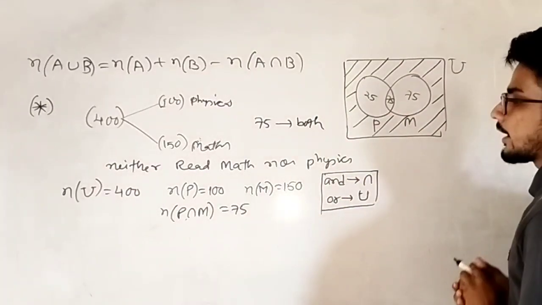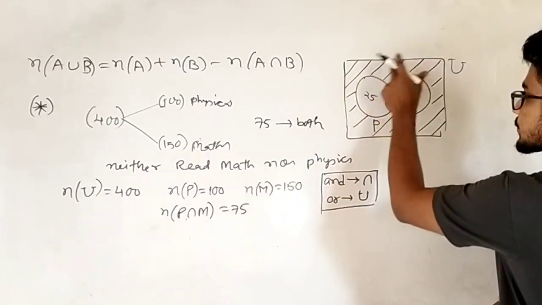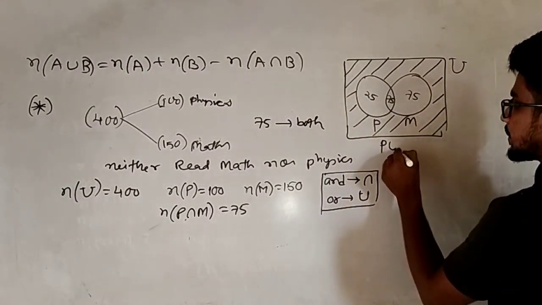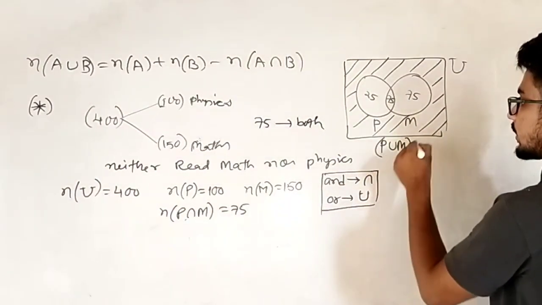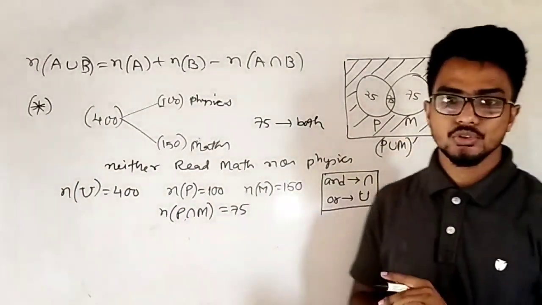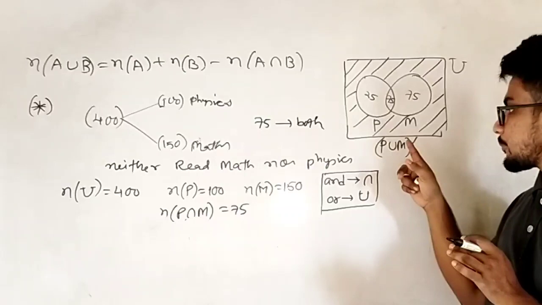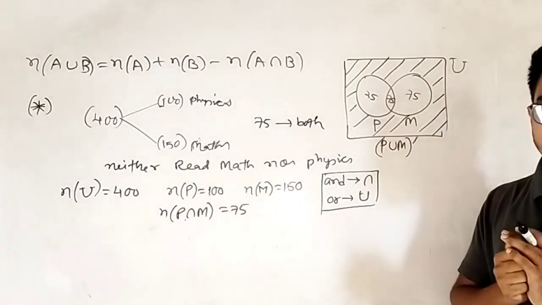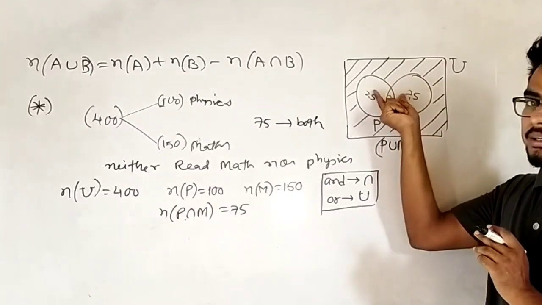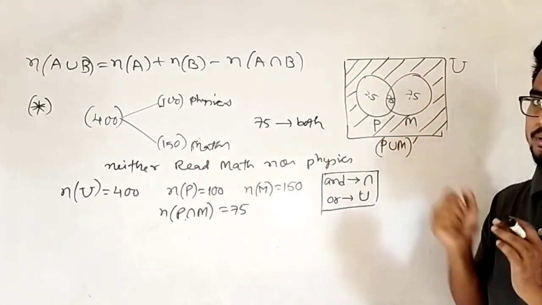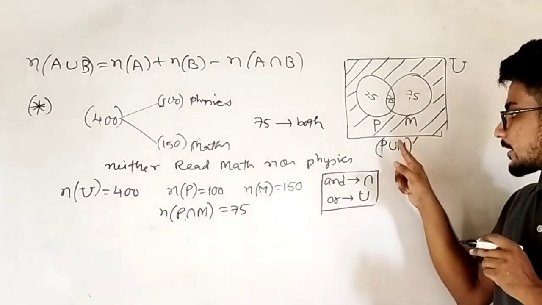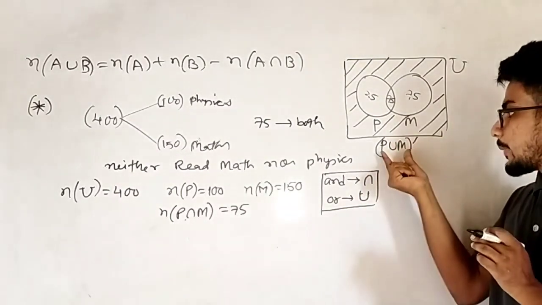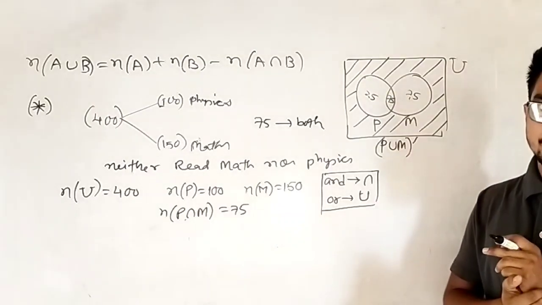In the Venn diagram, this set is denoted by P union M whole dash. So you can understand the diagram: we have to find P union M whole dash. P union M is this part, so dash means the outside part. To find P union M whole dash, first we have to find the number of P union M.